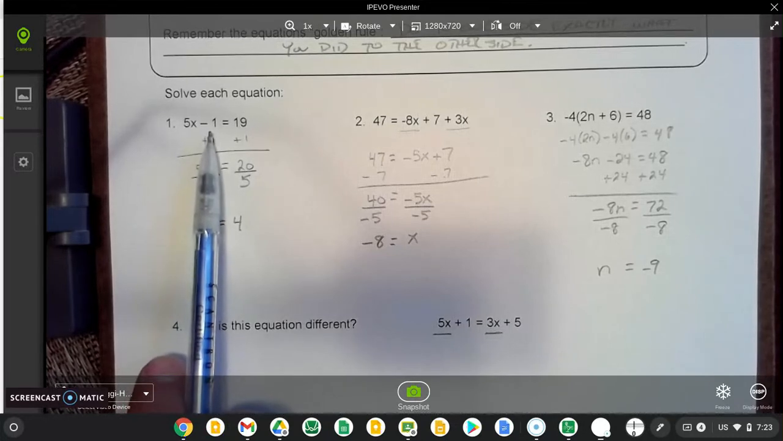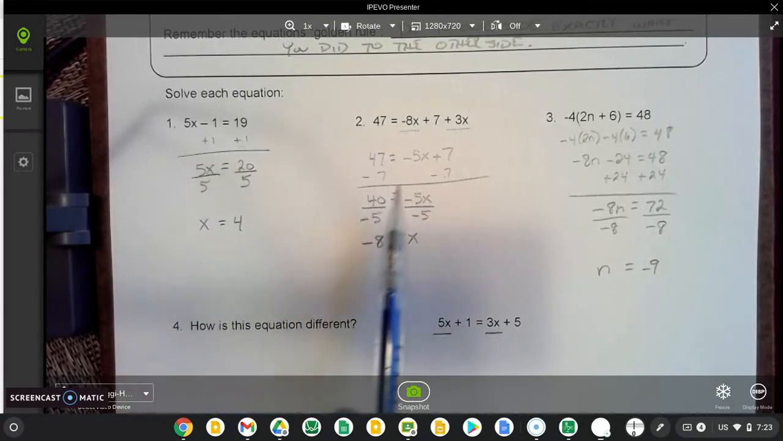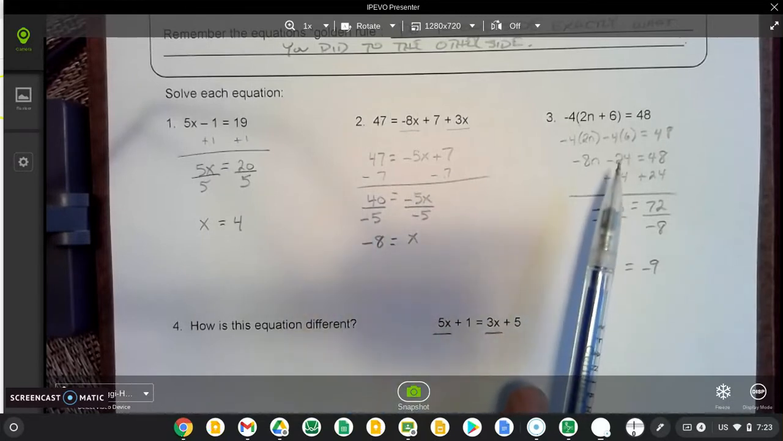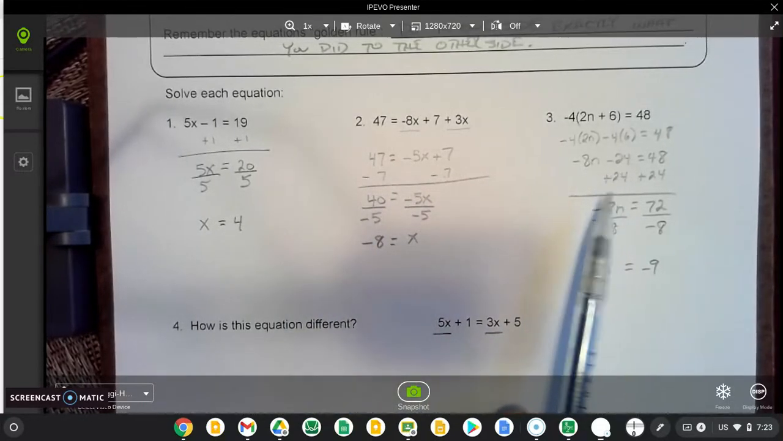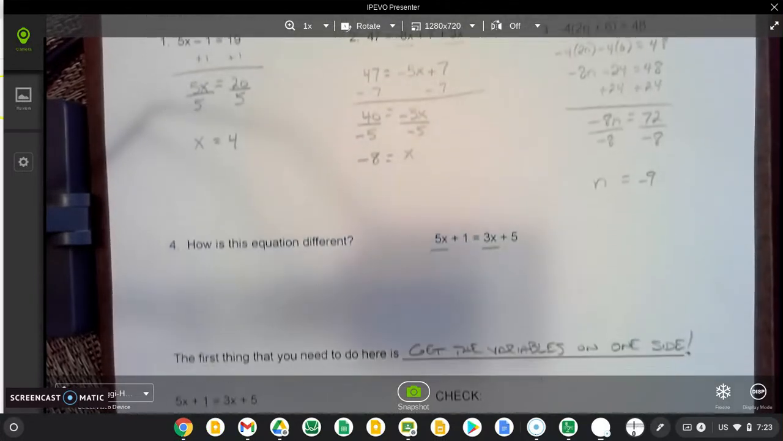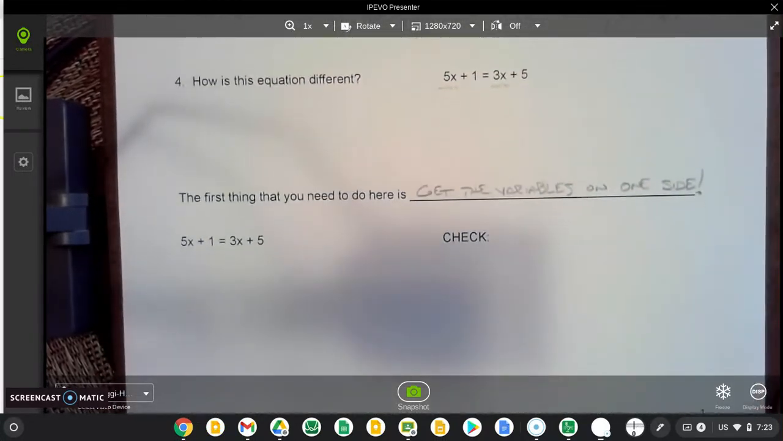Here, it was subtracting 1, so we added 1 on each side. Here, it was a positive 7, so we subtracted 7 on each side. And here, it was a negative 24, so we added 24 on each side. We moved the constants on one side. Well, that's going to be our approach down here as well.